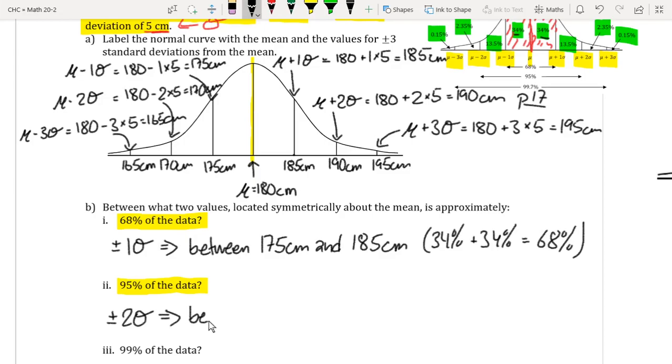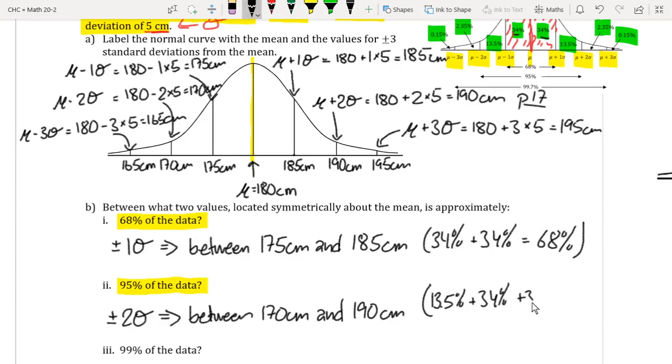It's going to be between, well, 2 standard deviations below the mean is 170. So between 170 centimeters and 2 standard deviations above the mean was 190. Okay. And this is because the percentages add up. So 13.5% plus 34% plus 34% plus 13.5% equals 95%.